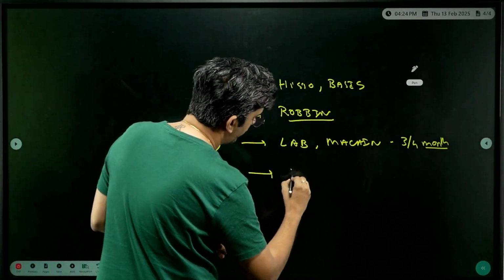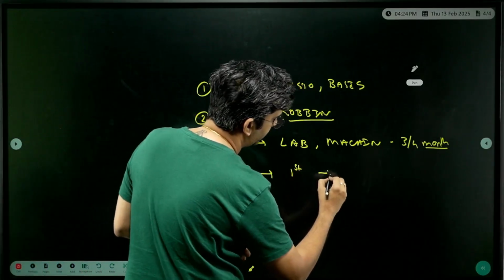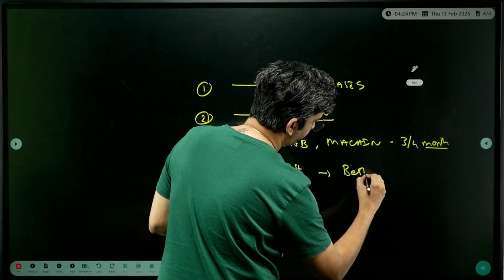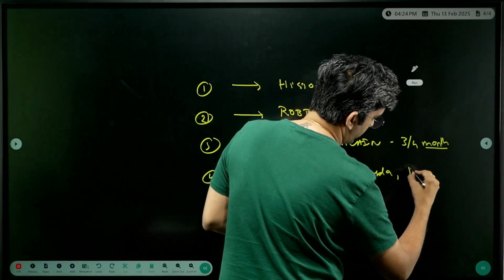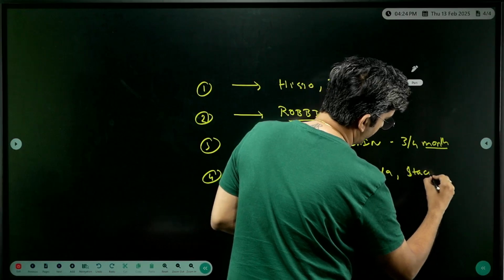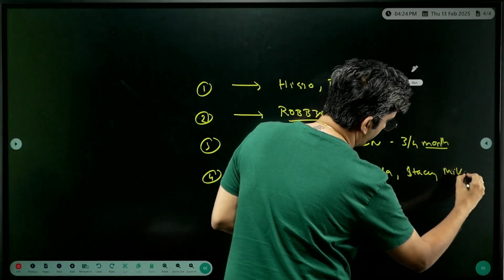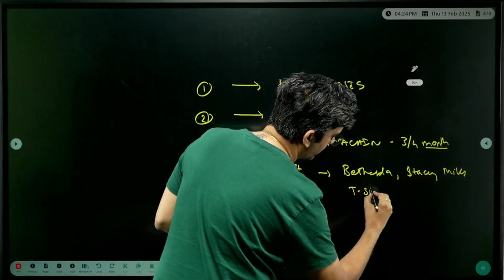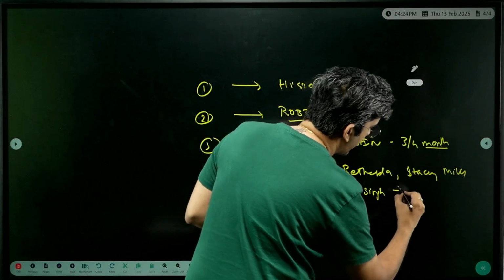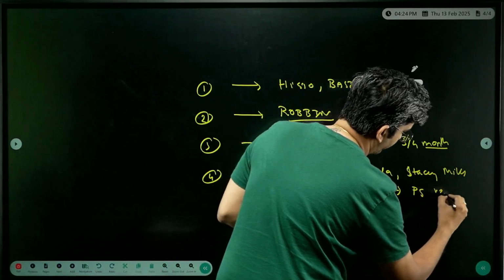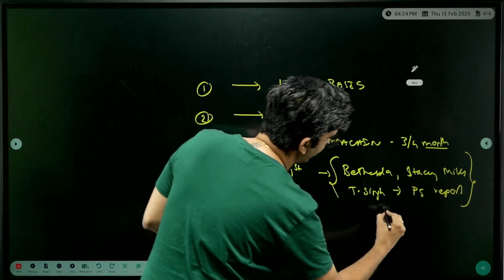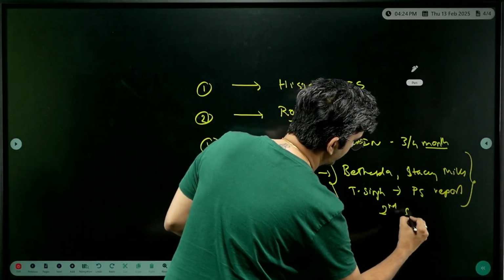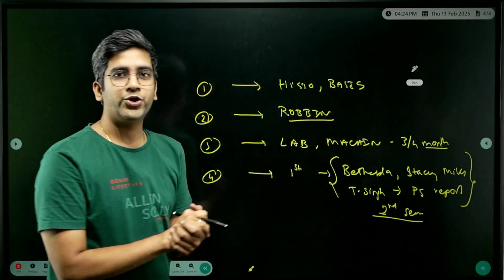Fourth, I want you to give one reading, the first reading, of at least the Bethesda guides, okay, at least Stacey Mills, and your T. Singh or Dacie and Lewis, PS reporting alone, okay. So this, you can do in the second half of the first year, that's your second semester. This is what I want you to do, right?